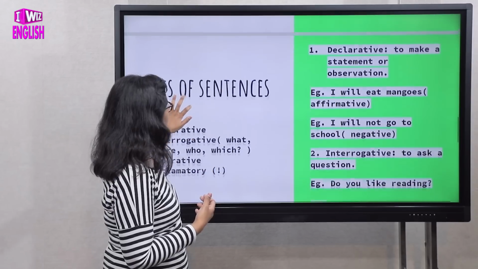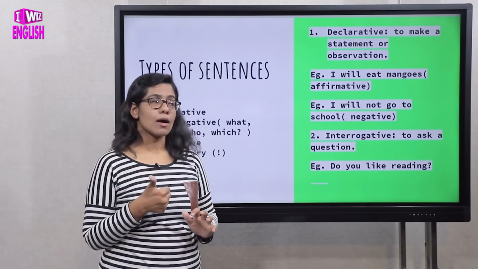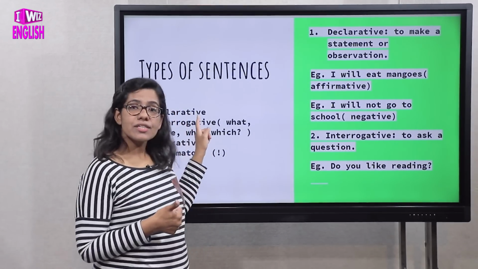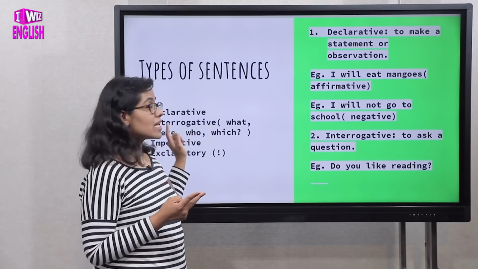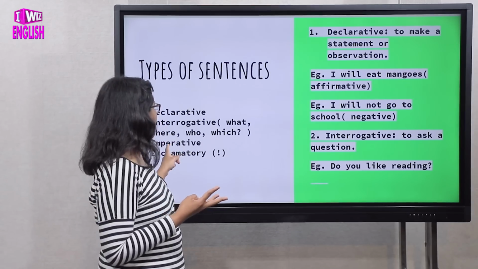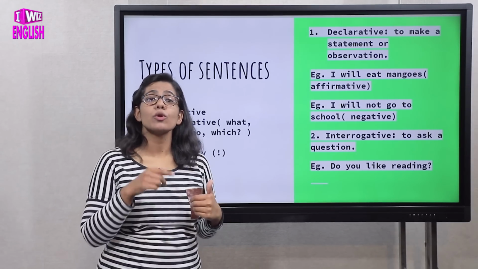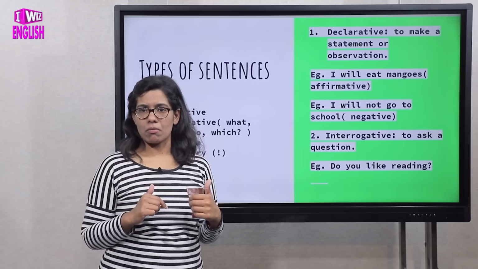Next, we have the types of sentences. We have four types of sentences. Number 1, declarative. Number 2, interrogative: what, when, where, how. Third, we have imperative. And the last, we have exclamatory, which will always end with an exclamation mark.